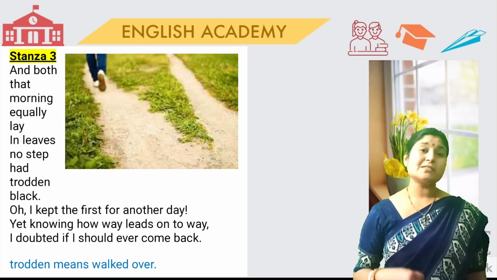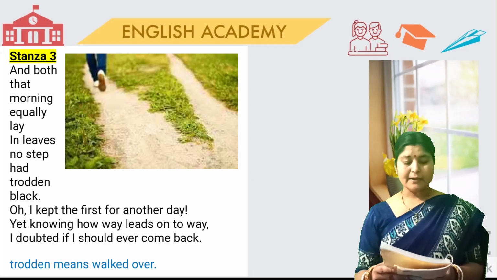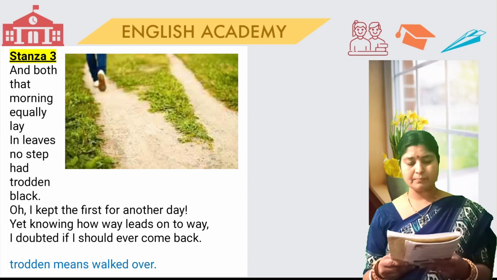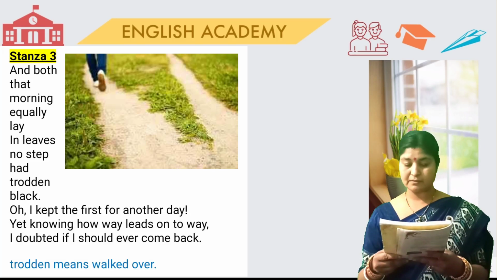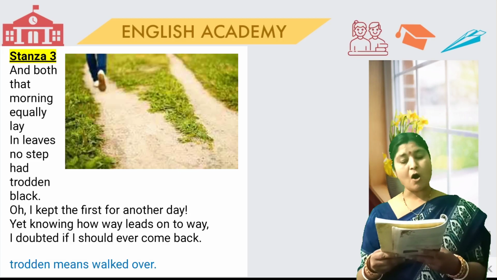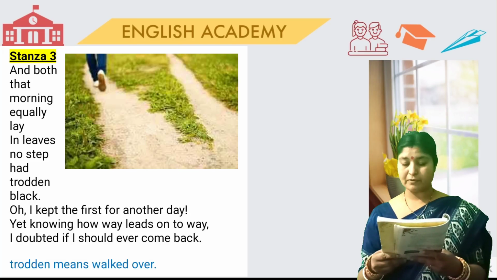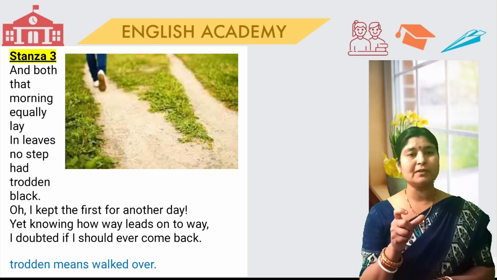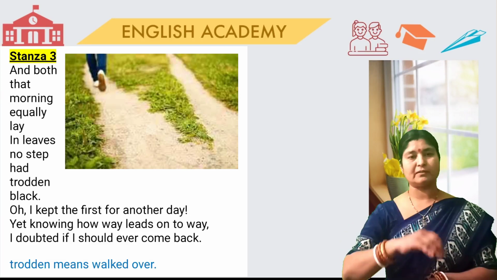So let us go with the third stanza of your book. And both that morning equally lay in leaves no step had trodden black. Oh, I kept the first for another day. Yet knowing how way leads on to way, I doubted if I should ever come back. So in this stanza, we get a difficult word, that is trodden. Trodden means walked over.